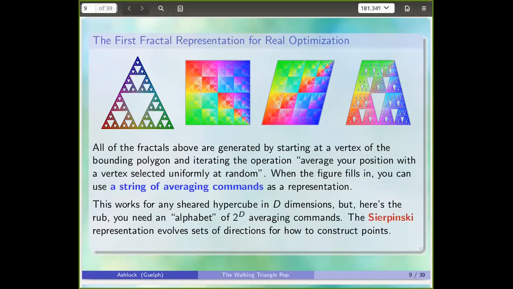This actually works for any shared hypercube in D dimensions, but there's a problem with it, which is you need to be able to average toward every single corner, giving you an exponential number of letters in the alphabet you're using.